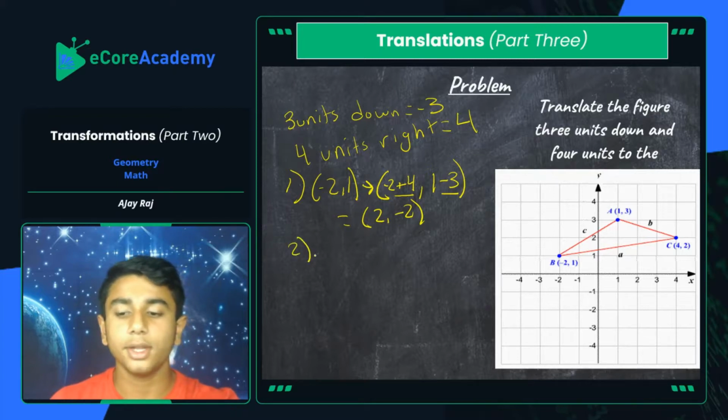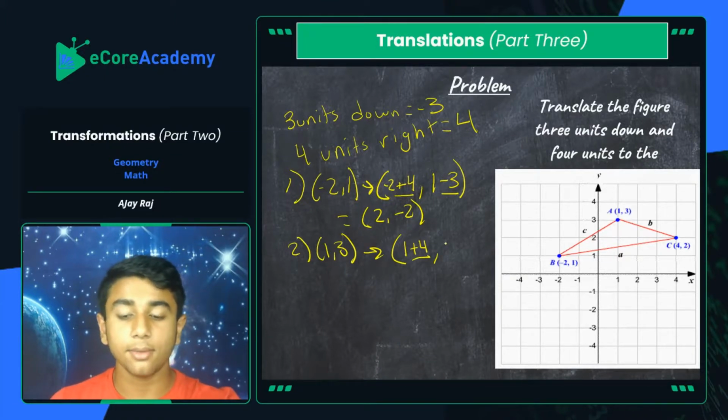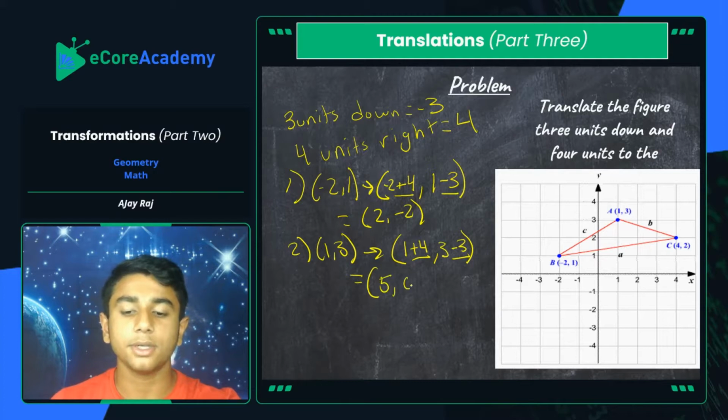For our second point, 1 comma 3, which is represented by point A, we're going to be taking the coordinates 1 and 3. We're going to be altering it under our translation rule. So we're going to be adding 4 because moving right affects the x-axis. And then we're going to subtract 3 from it since it affects the y coordinate. And we get our final coordinate value as 5 comma 0.